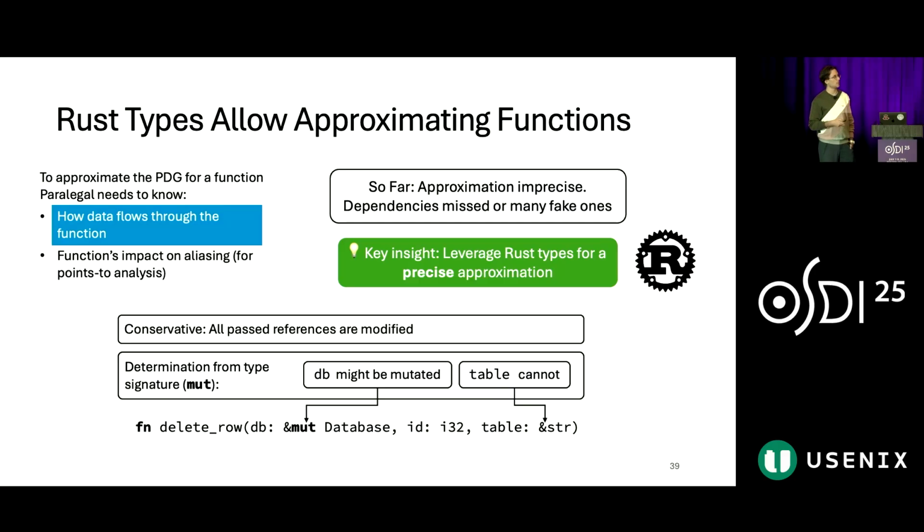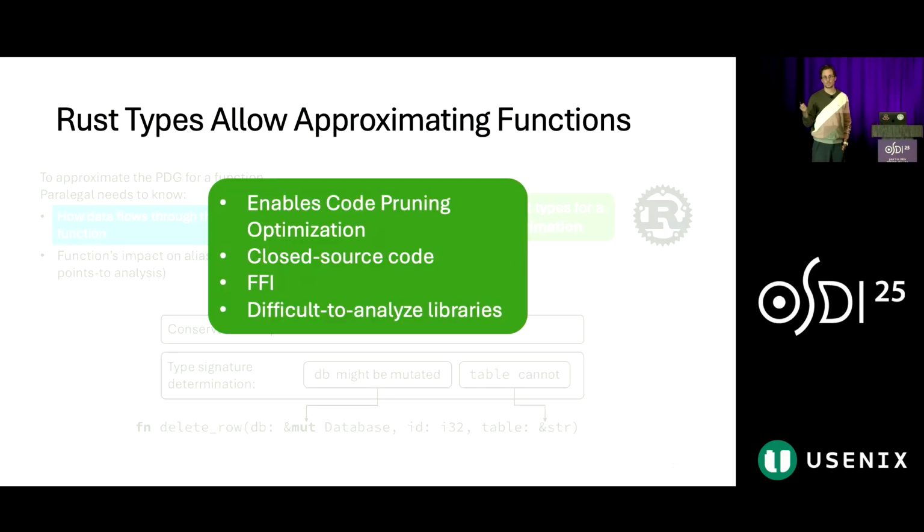Paralegal performs something very analogous to this that's slightly more complicated, and you can read about it in the paper, for the impact on aliasing. But the long and short of it is that, again, the type signature tells us exactly what can and cannot alias. With this approximation, Paralegal can perform its pruning. With this approximation, Paralegal can perform the pruning optimizations I showed you before.